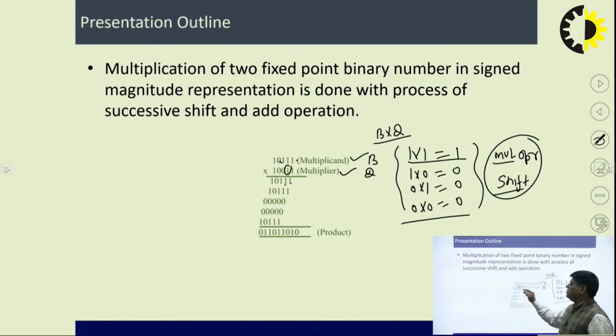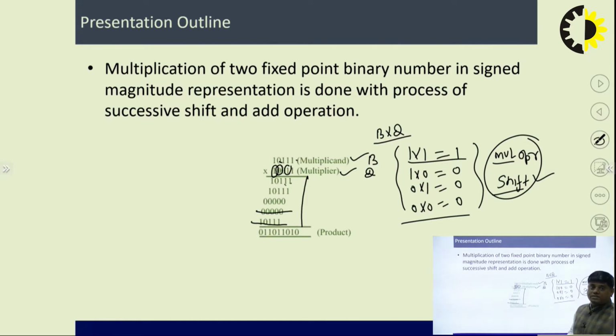Again 0, shift 1 bit to the left side, and perform the multiplication operation using this rule: 0 multiplied by any bit, the answer is 0. Again for this bit, the answer is here. And in the last, for the 1 bit, the answer is computed here. It means using two operations, we conclude this answer.